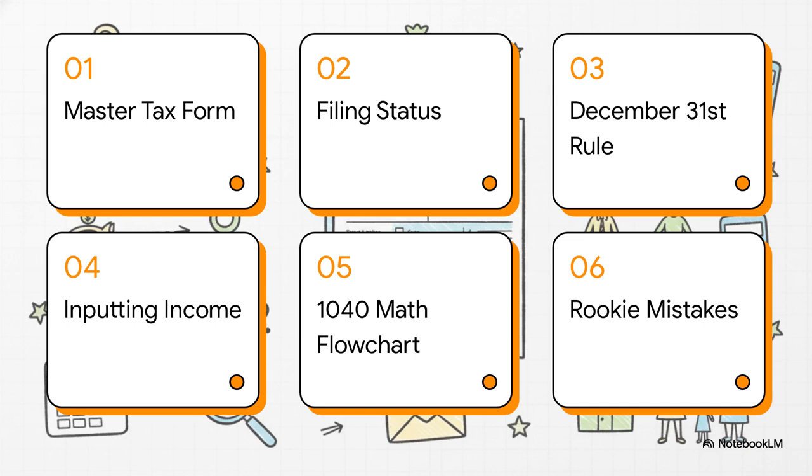So here is our roadmap for today. First, the master tax form. Second, choosing a filing status. Third, the December 31st rule. Fourth, inputting your income. Fifth, the 1040 math flowchart. And finally, number 6, avoiding rookie tax mistakes.